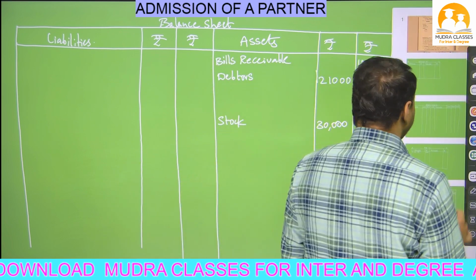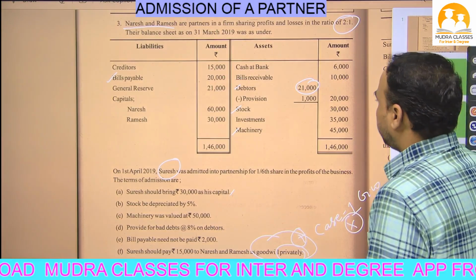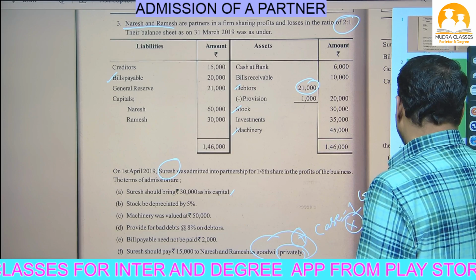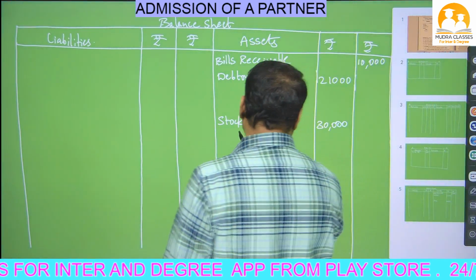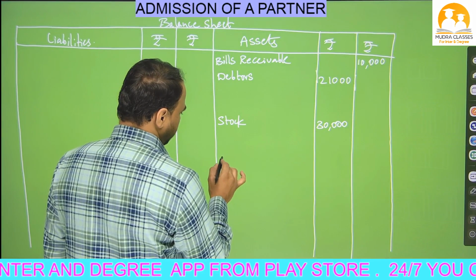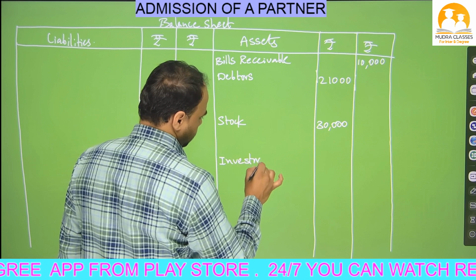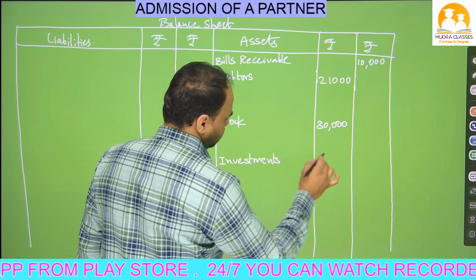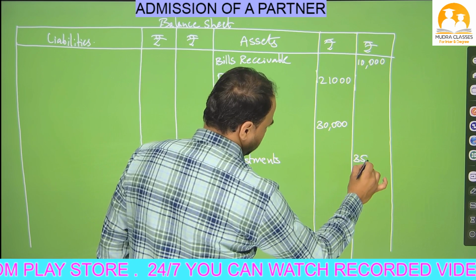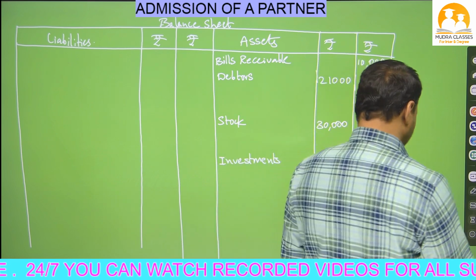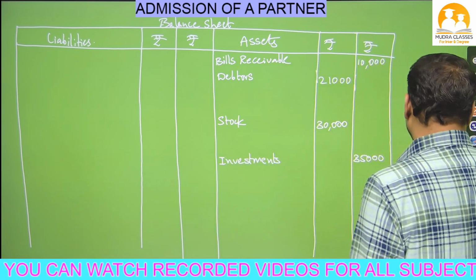Okay. Next item. What is the next item? After stock, next item is investment 35,000. So balance sheet asset side, leave some place for stock adjustment. Here I will write investments. Investments, how much? What is the value of investments? 35,000. So balance sheet asset side we have to write investments 35,000. Okay.